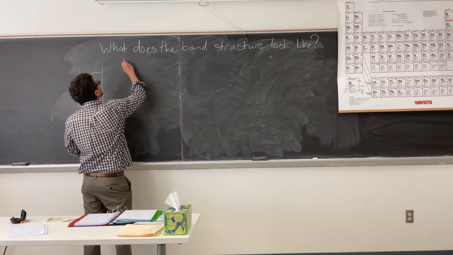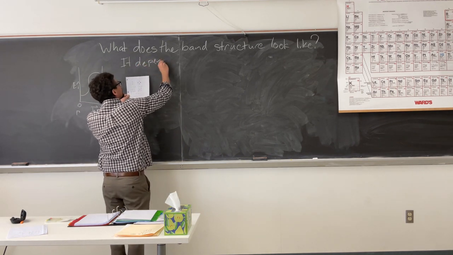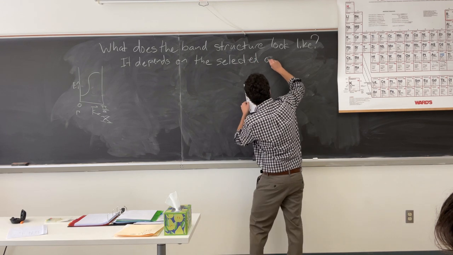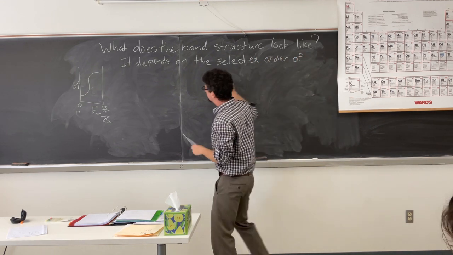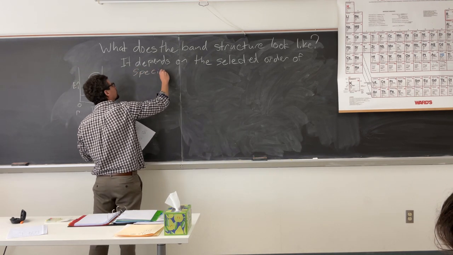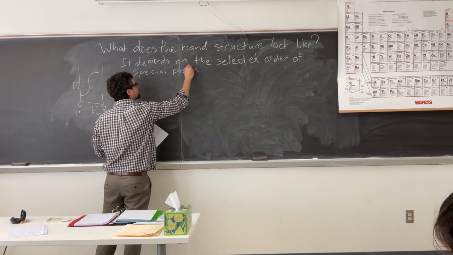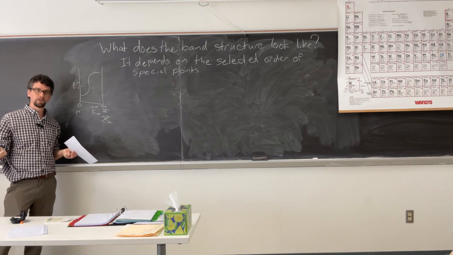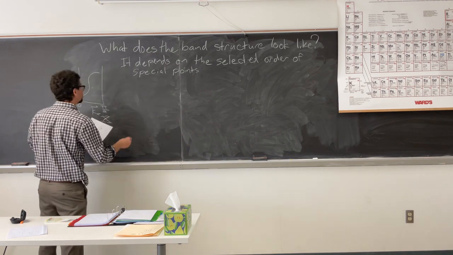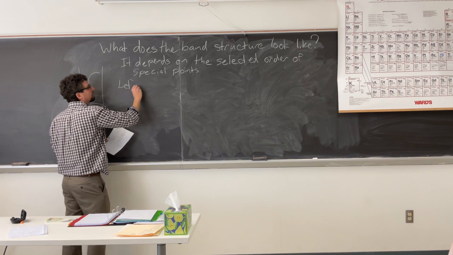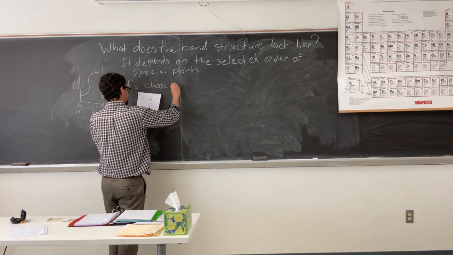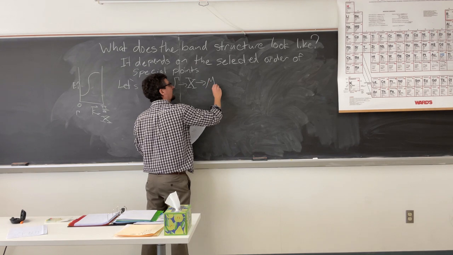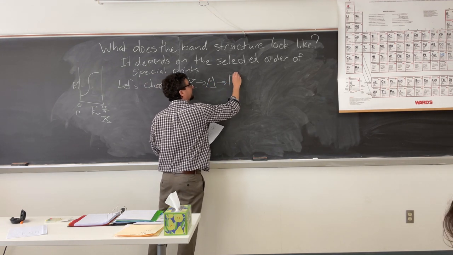So it really depends on the selected order of special points. That's why if you look at most publications, they draw the special points in the Brillouin zone, and then indicate which way they're traveling. We could pick any way we want, but we're going to choose going from gamma to X to M, back to gamma.